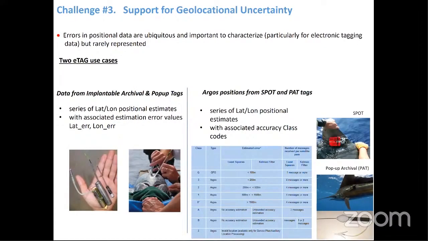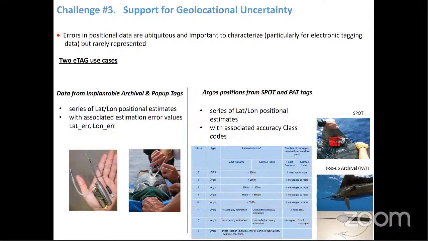Challenge number three is how do you represent positional uncertainty in these data sets? This is a major issue for animal telemetry data. Of course, this is not unique just to animal telemetry. Even Argo profiling floats have positional uncertainty associated with them. How do you represent that error information? That's very important. So we have two use cases here.